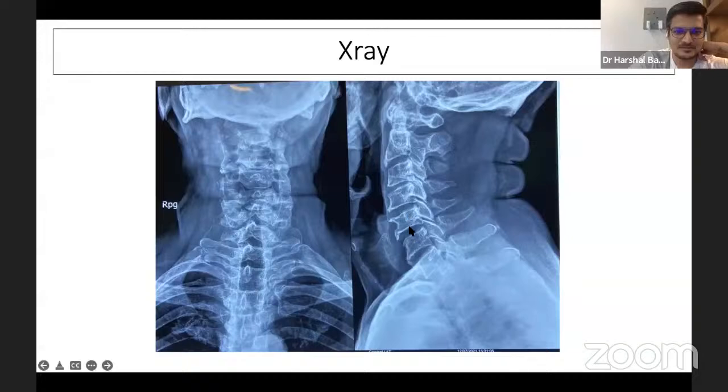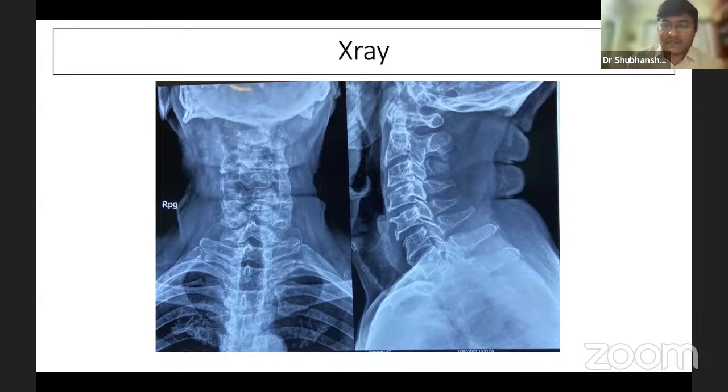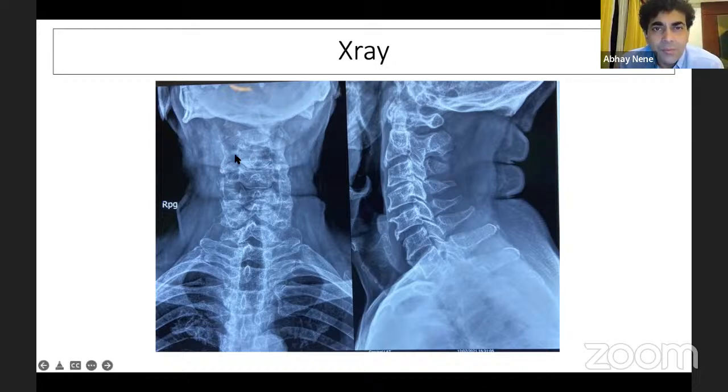Is there any scoliosis on this X-ray? So there is no, sir. The definition is less than 10 degrees. If it is less than 10 degrees, we don't call it that. Have you measured it? It looks like less than 10 degrees.